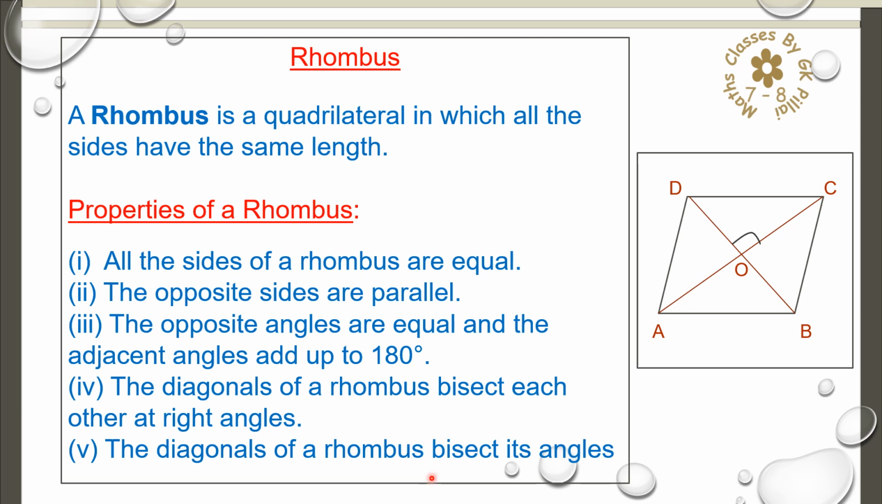The diagonals of a rhombus bisect its angles. It's not a very important thing. The diagonals bisect these angles. For example, this diagonal will bisect angle C and A. This part will be equal to this portion and this part will be equal to this part.